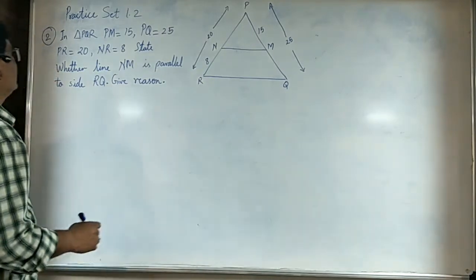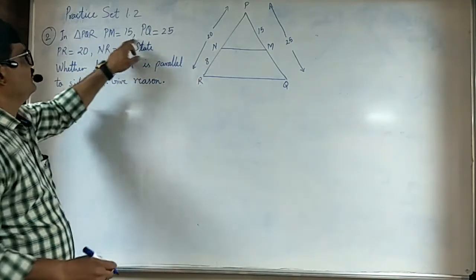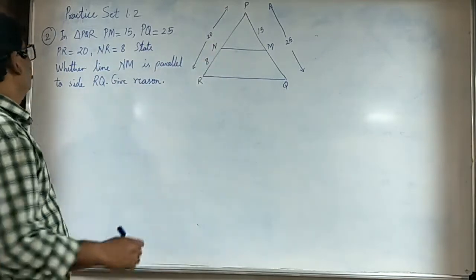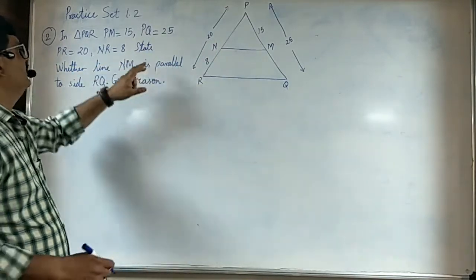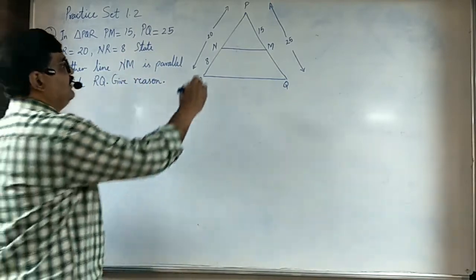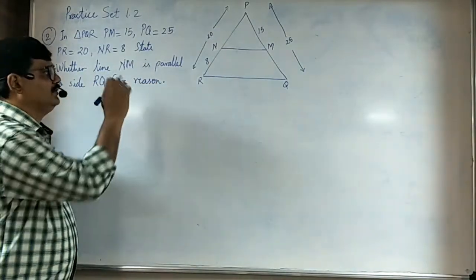Here you can see in triangle PQR, you have a triangle PQR. PM is equal to 15, PQ is equal to 25, and PR they have given as 20, NR they have given as 8. State whether the line NM is parallel to side QR, and give a reason. You have to give a reason.